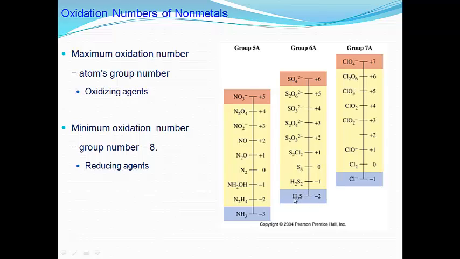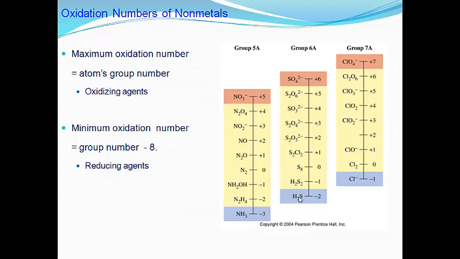In the case of H2S, on the other hand, the sulfur acquires a minimum oxidation number of -2. In fact, 6 minus 8, right? Group number minus 8. 6 minus 8 is equal to -2. And therefore sulfur cannot have a lower oxidation number in this species.